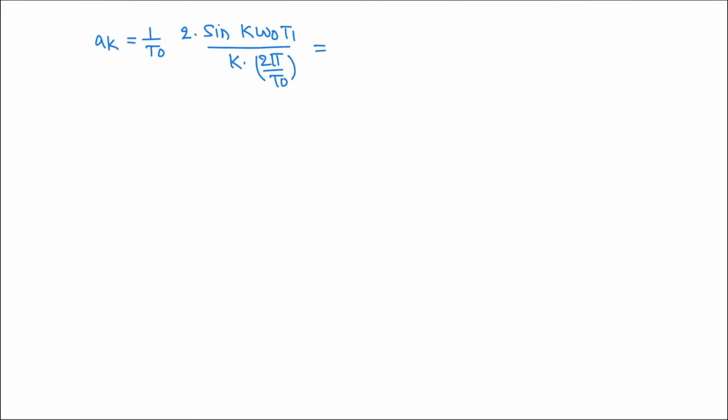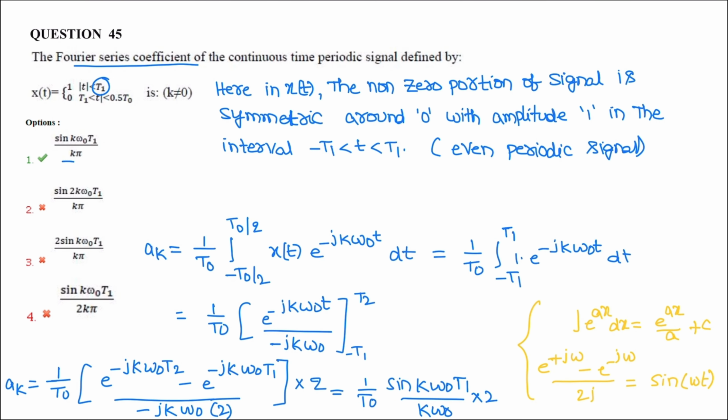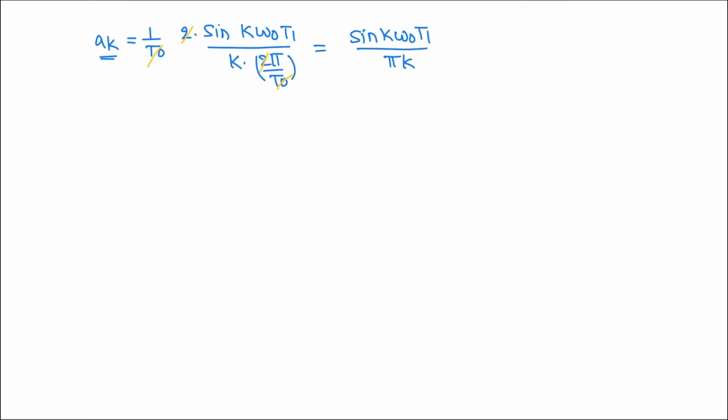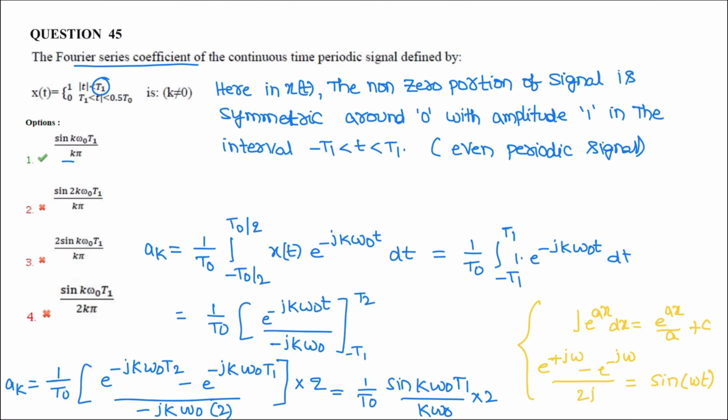Now T naught gets cancelled. So this T naught and 2 will get cancelled. The resultant answer is sin k omega naught T1 divided by pi k. This is the Fourier coefficient for the given signal x of t. ak is 1 by pi k sin k omega naught T1. Therefore, the correct answer is option 1.